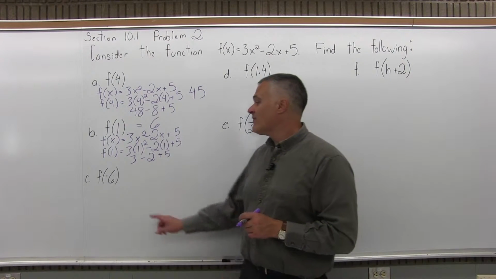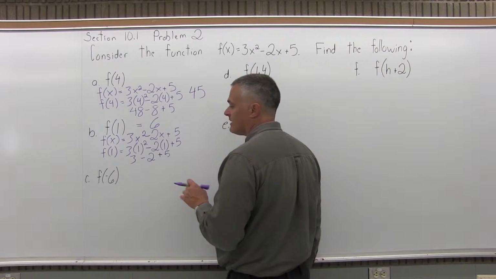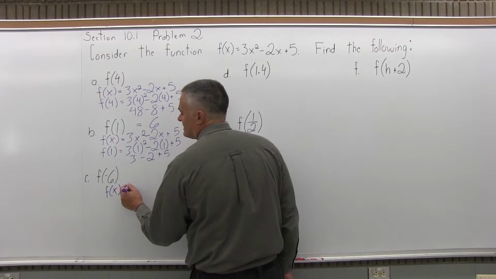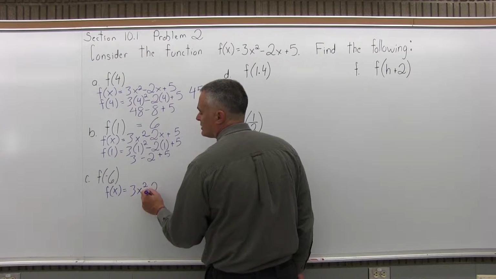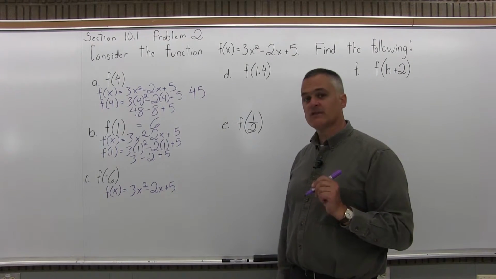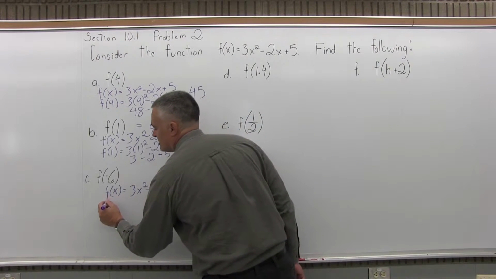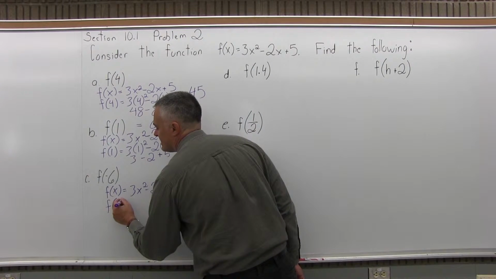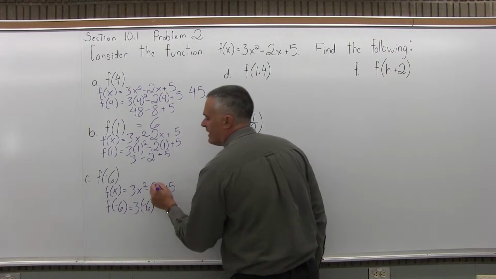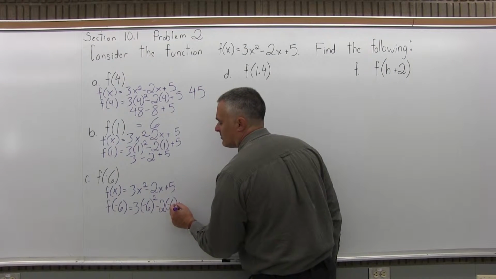Part C, find f of negative 6. Now, because of the negative, take your time a little bit more. Be careful. Negatives are very easy to make a careless mistake on. So, again, the given function for this problem is f of x equals 3x squared minus 2x plus 5. And because the problem says find f of negative 6, wherever there's an x, replace it with a negative 6. And watch your signs. So that's going to give us f of negative 6 equals 3 times negative 6 squared, then minus 2 times negative 6, and then you have a plus 5 on the end.